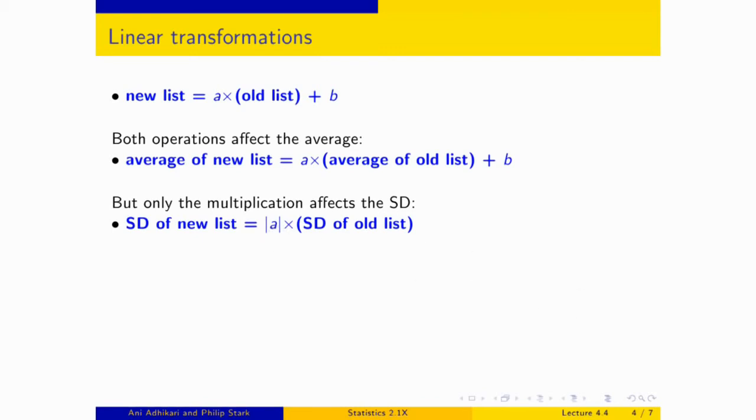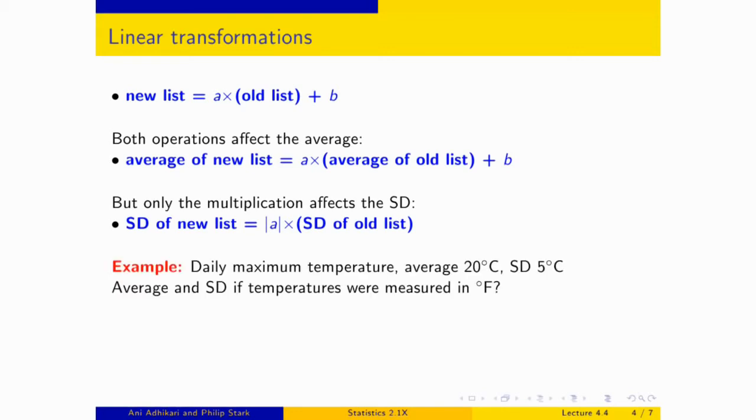And just to make sure that we have got these ideas down and can use them in a calculation, let's do a quick example. If you have a list of daily maximum temperatures measured in degrees Celsius with an average of 20 and an SD of 5, and supposing you in the American system are going to measure all these same temperatures in Fahrenheit, then what will happen to the average and the SD? Well, let's look at the conversion. That is a linear transformation. You take degrees Celsius, multiply by a constant, add a constant.